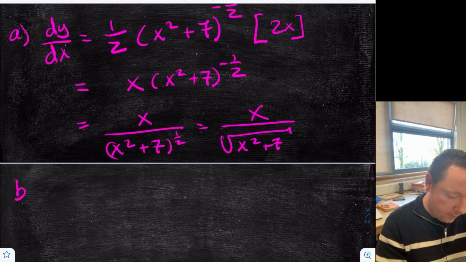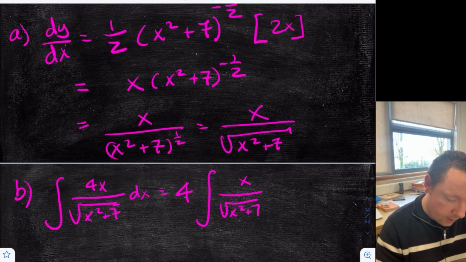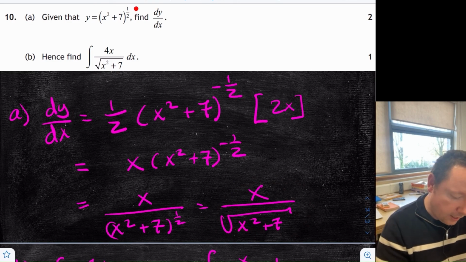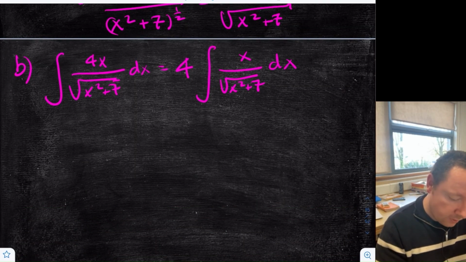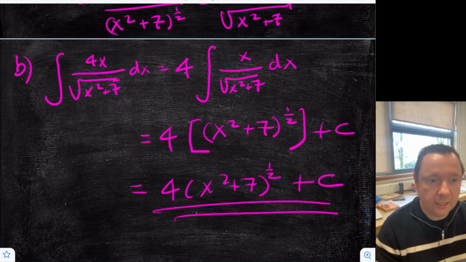So if I do part B, integrate 4x over the square root of x squared plus 7 dx, well, if I just take that 4 out, I get the integral of x over the square root of x squared plus 7 dx, which I already know is exactly the same as what I found out up here, my differential. This integrated is exactly that. So I can just write the integral as (x squared plus 7) to the half. Simple as that. So that means my answer is 4 times (x squared plus 7) to the power of a half. Or, let's make that neater, 4 times the square root of x squared plus 7. I've forgot my plus c, so there we are, plus c, and we're done there.